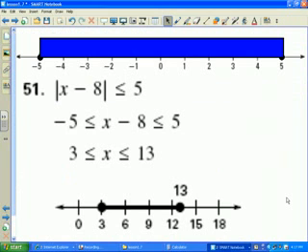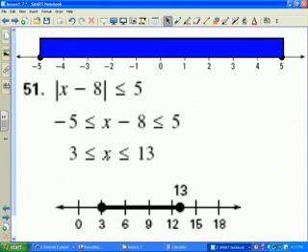So here, the absolute value of x minus 8 is less than or equal to 5. So less than or equal to 5 units away from 0 on the number line. 0, 5 units to the right. 0, 5 units to the left. So all these shaded values algebraically I can express as x minus 8 is less than or equal to 5 and x minus 8 is greater than or equal to negative 5.